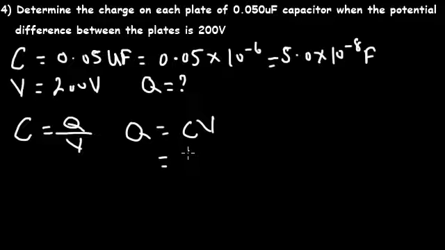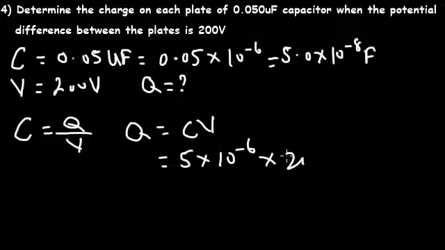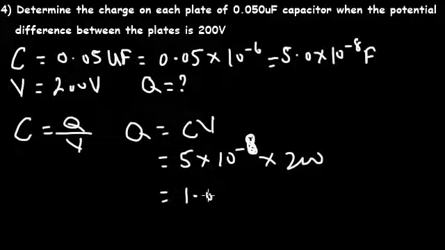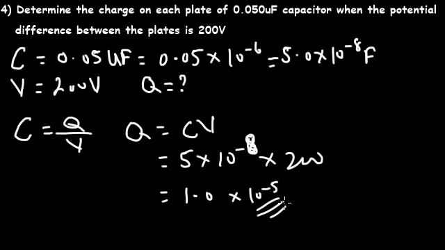And so therefore, for substituting, we have 5 times 10 to the power of negative 8 multiplied by 200. And let's see what that is. So 5 times 10 to the power of negative 8, then multiply by 200. So this should be 10 to the power of negative 5 in standard form, 1.0 times 10 to the power of negative 5. So that's our solution to the magnitude of the charge.